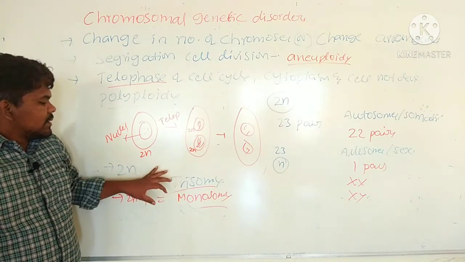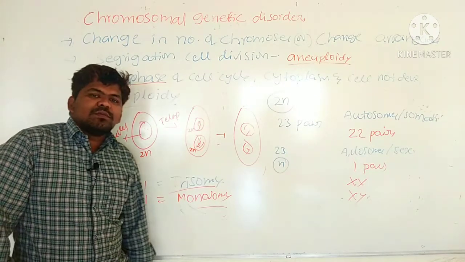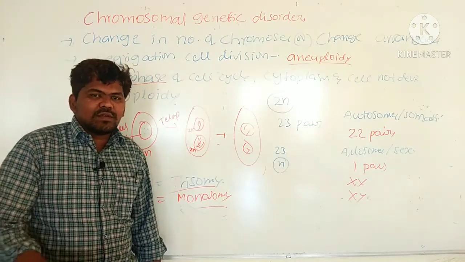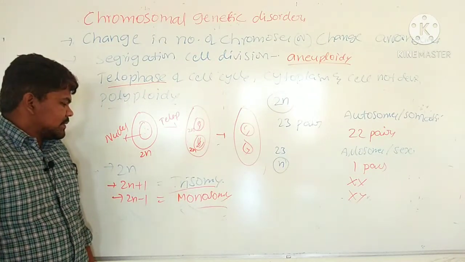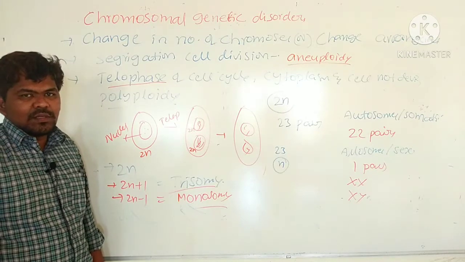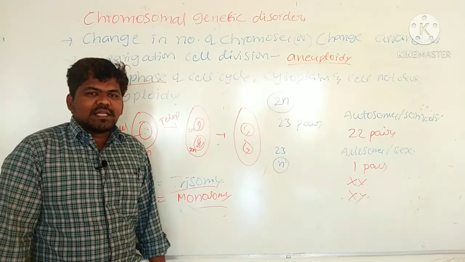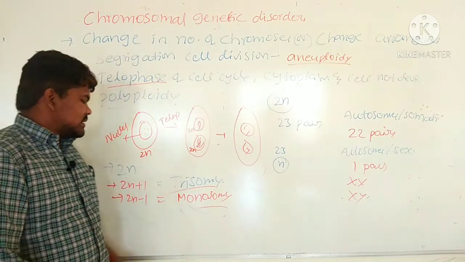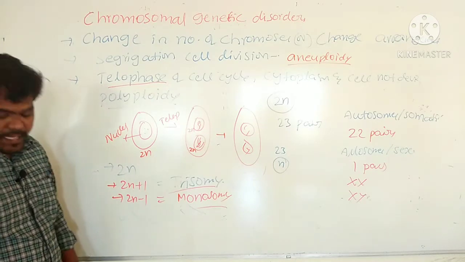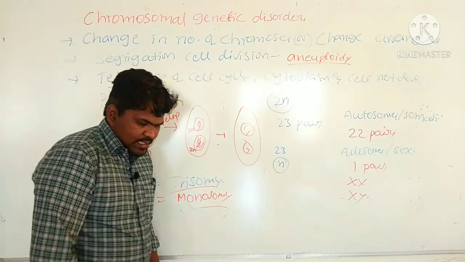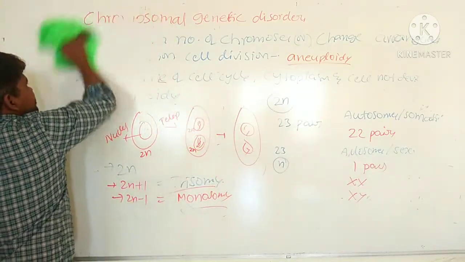Example, Down syndrome people contain 47 chromosomes because of one extra 21 chromosome. That is the example for trisomy. Next, for monosomy, Turner syndrome. In Turner syndrome, they lack one X chromosome, meaning they contain only 45 chromosomes. That is the example for monosomy. Next, we have to discuss the examples of chromosomal genetic disorders one by one. First, we will start with the first example, that is Down syndrome.